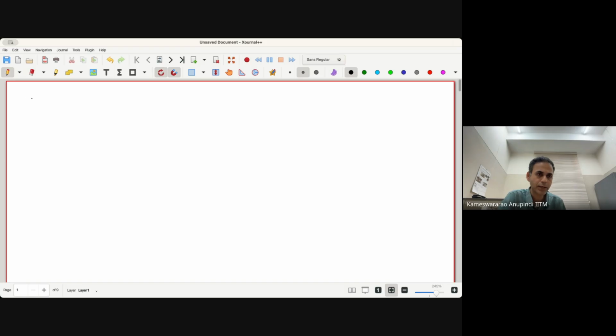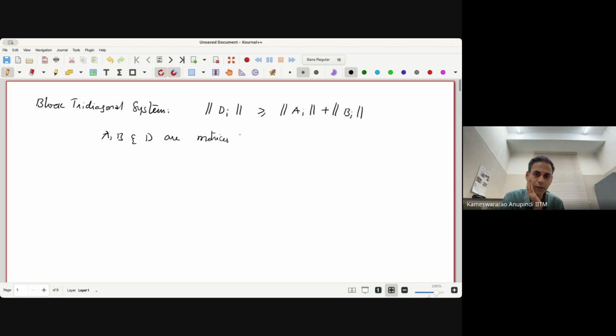So yesterday we were looking at the block tridiagonal system, and we said that for the solution that we have written to not have the round-off errors grow, D_i should be greater than or equal to the sum of the above and the below diagonal elements. Of course, we realize that each of these A, B, and D are matrices themselves.